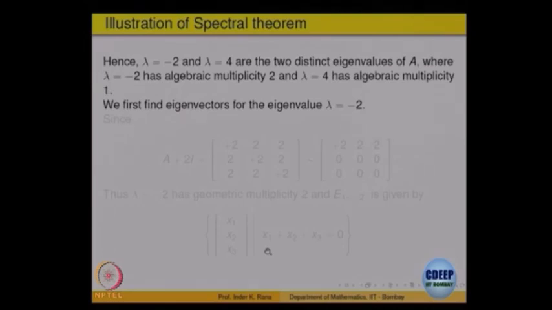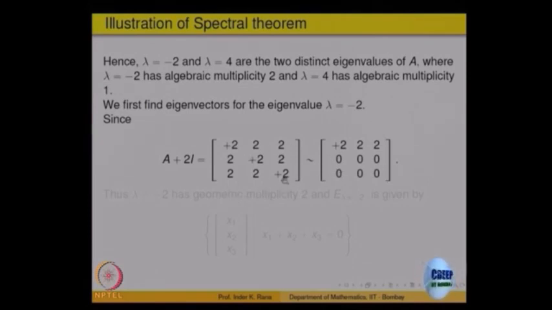So, look at A minus lambda I, so that is A plus 2I. That is easy to reduce to row echelon form. So, that gives 2 2 2 and 0 0 0. So, what is the rank of this matrix? That is 1, that means the nullity is equal to 2. That means there are going to be 2 linearly independent solutions for this eigenvalue lambda equal to minus 2.